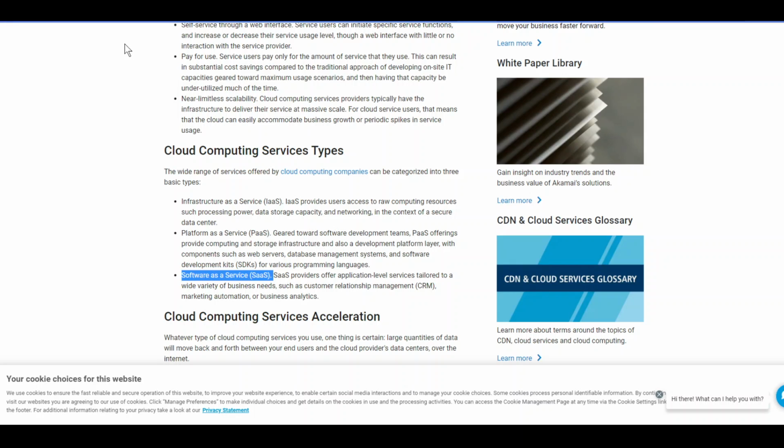Okay? Application of services. So far, ito yung common na cloud computing services. Ito yung types, common types, no? Again, IaaS, PaaS, and SaaS. Pwede na yan. Alright, moving on.